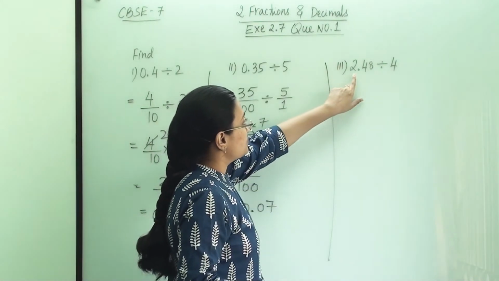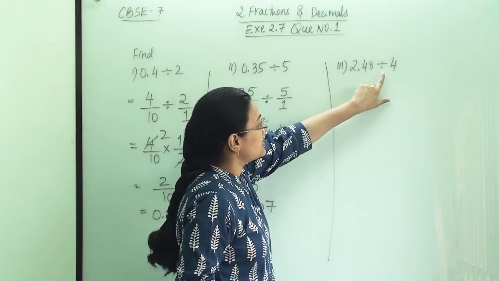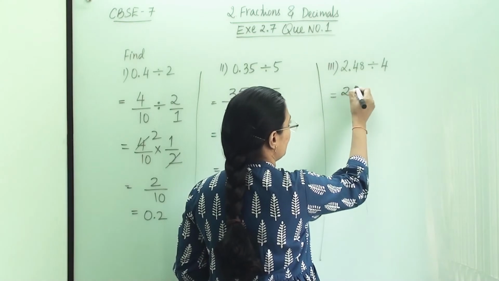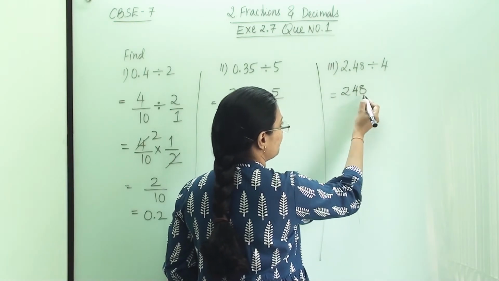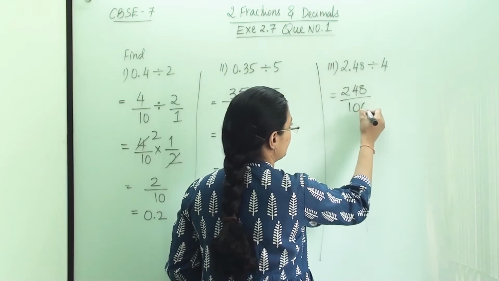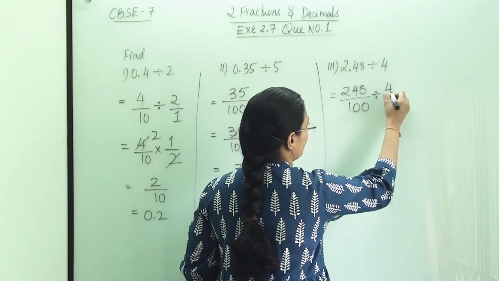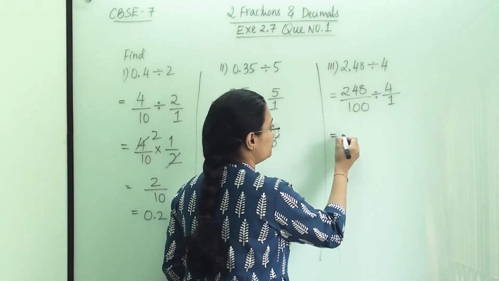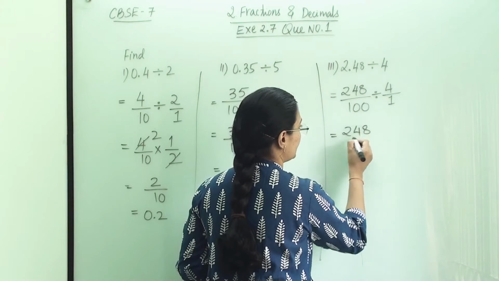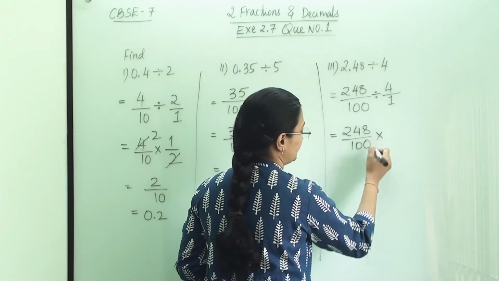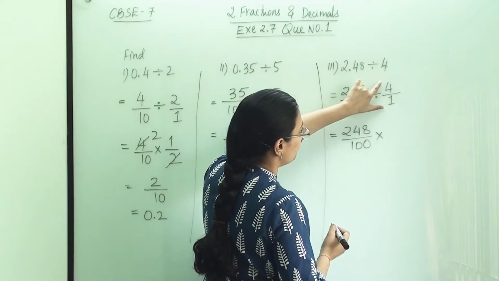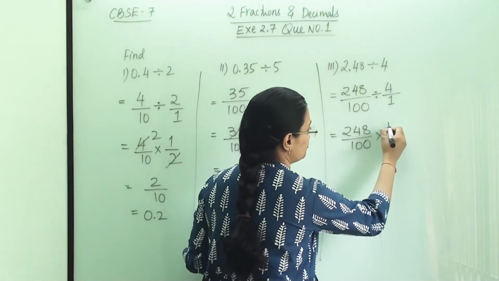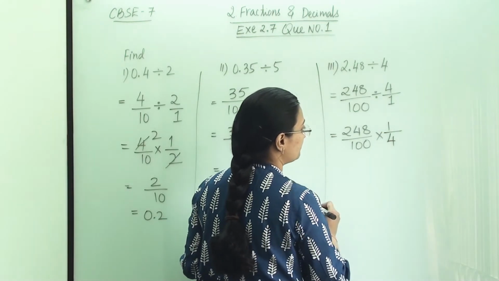Then the next is 2.48 divided by 4. So let us convert this into its fraction form, that is 248 divided by 100, and divided by 4, which is a whole number, so we can write 1 in its denominator. Now let us convert this division sign into a multiplication sign. So multiply with 4 divided by 1, and now we are taking the reciprocal of that.